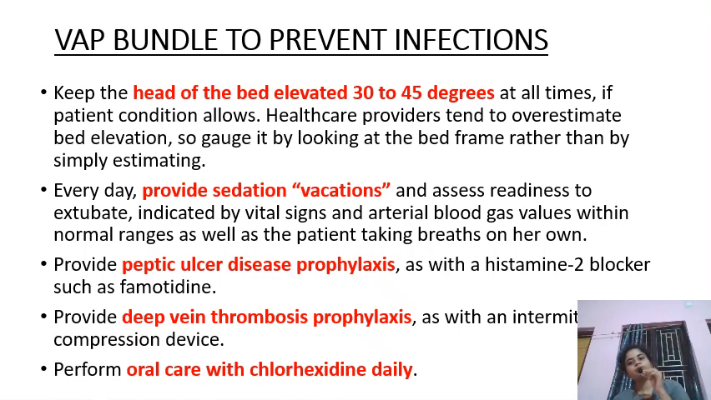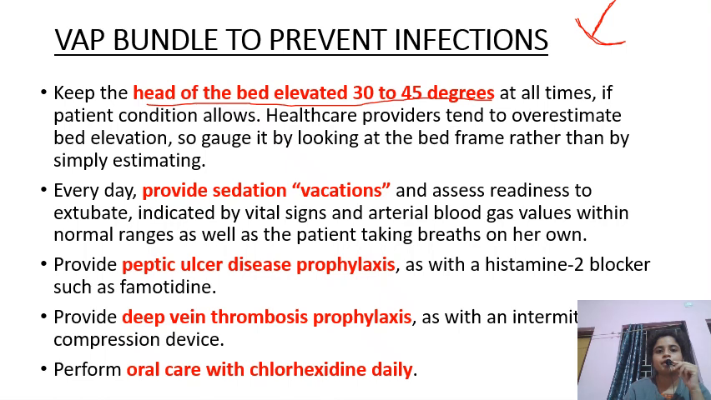VAP bundle. You have heard about it: the ventilator associated pneumonia bundle to prevent infections. Keep the head end of the bed elevated to 30 to 45 degrees. It should be between these, not more or less than that. Healthcare providers tend to overestimate bed elevation, so gauge it by looking at the bed frame rather than simply estimating. In the bed there is a measurement device which will help identify whether it is 30 degrees, 45 degrees, or more or less than that.